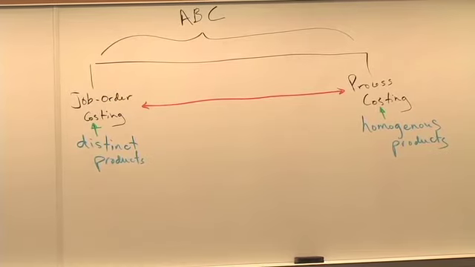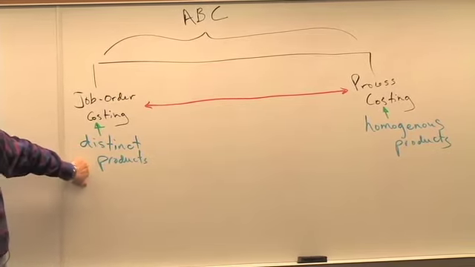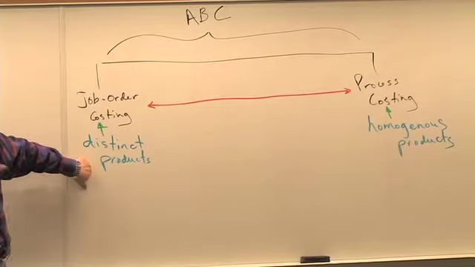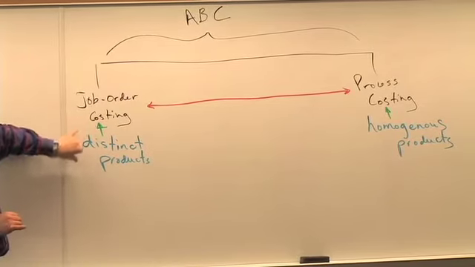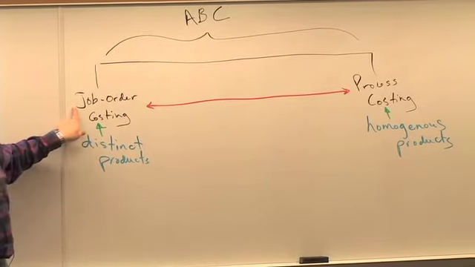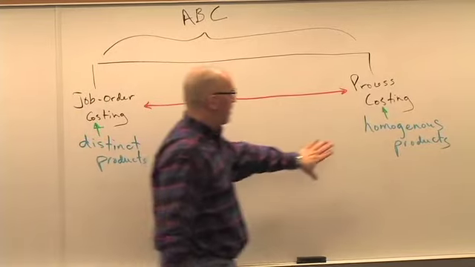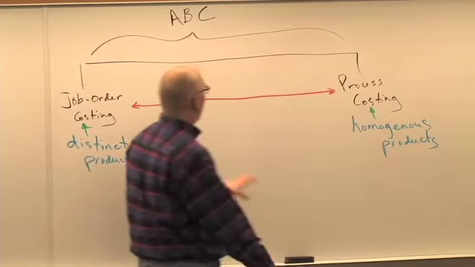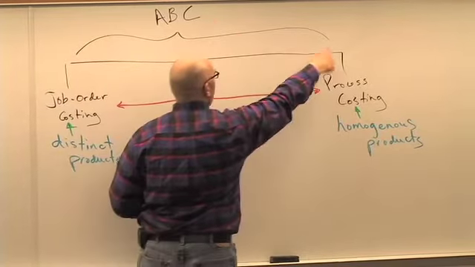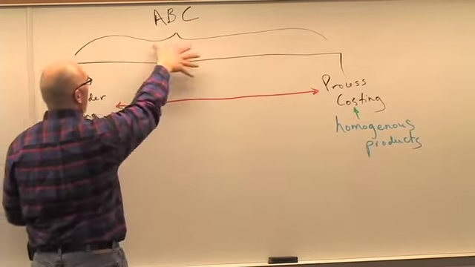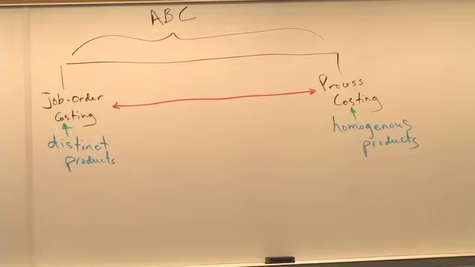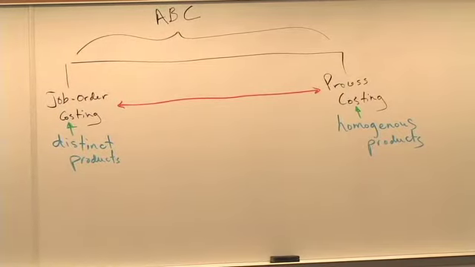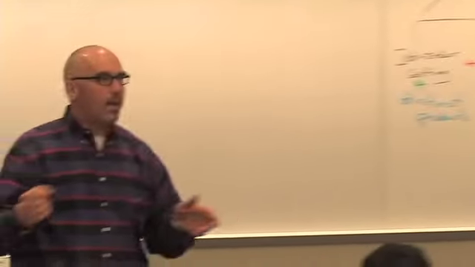So a company that produces distinct products, and we'll talk about those with examples in just a moment, would use job order costing. A company that produces homogeneous products would use process costing. And activity-based costing is across the top with this bracket, suggesting it can be used for a company anywhere along the continuum.